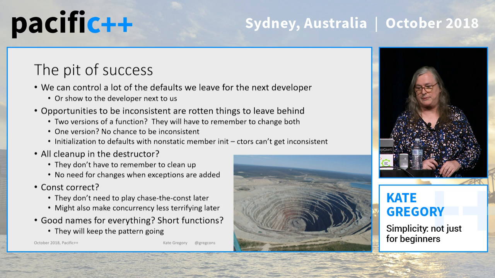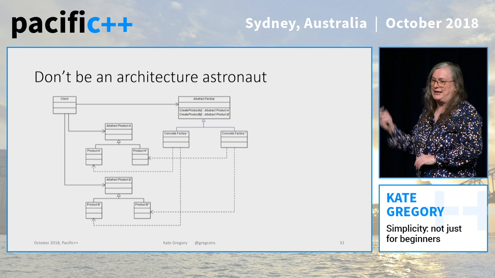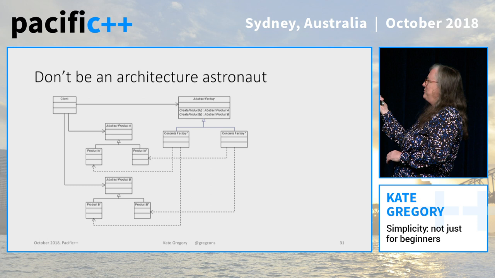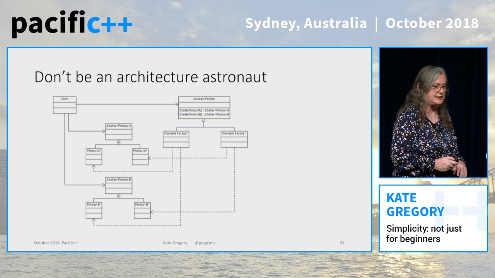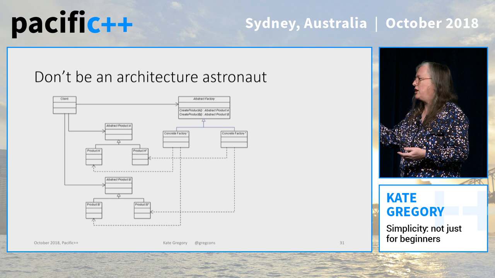Now, one don't, and I've been pretty slow on don'ts, but please don't be an architecture astronaut. I don't know exactly what this does, because I found it on the internet. But clearly it's by a very smart person, because it's got an abstract factory and a concrete factory and an abstract product, and there's lots of dotted lines, so that's important. A lot of people want to write complicated things to show how smart they are. And architecture astronauting like this is sometimes the right thing to do.